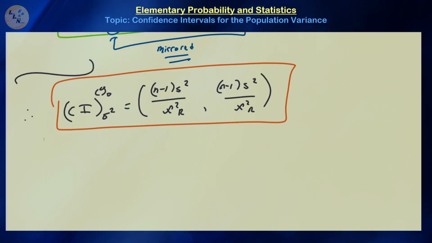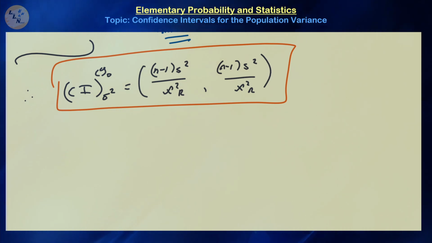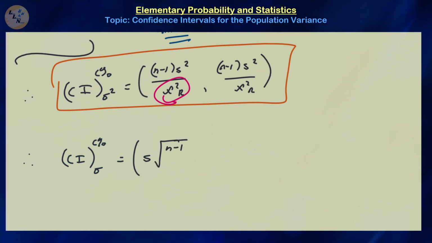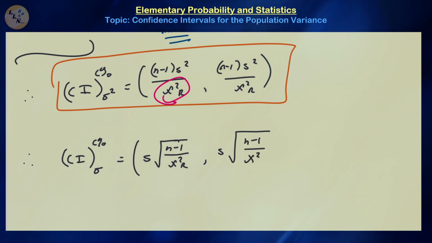So how do I get a confidence interval for the population standard deviation? Take a guess. We're just going to be taking the square root of these boundaries. So also keep in mind the square root of chi-squared is not chi. Chi-squared is just a representation for a distribution, right? So don't say stuff like that. So the square root of variance is going to be standard deviation, so I can write this as s times the square root of n minus 1 all over chi-squared R, comma, s times the square root of n minus 1 all over chi-squared L.